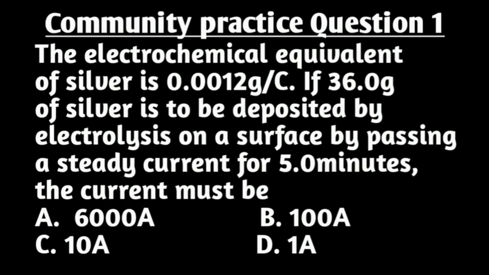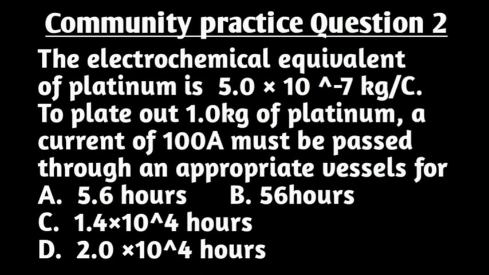Another question. The electrochemical equivalent of platinum is 5.0 times 10 raised to power minus 7 kg per coulomb. To plate out 1 kg of platinum, a current of 100 amperes must be passed through an appropriate vessel for A. 5.6 hours, B. 56 hours, C. 1.4 times 10 raised to power 4 hours, D. 2.0 times 10 raised to power 4 hours. All these are from JAMB past questions.